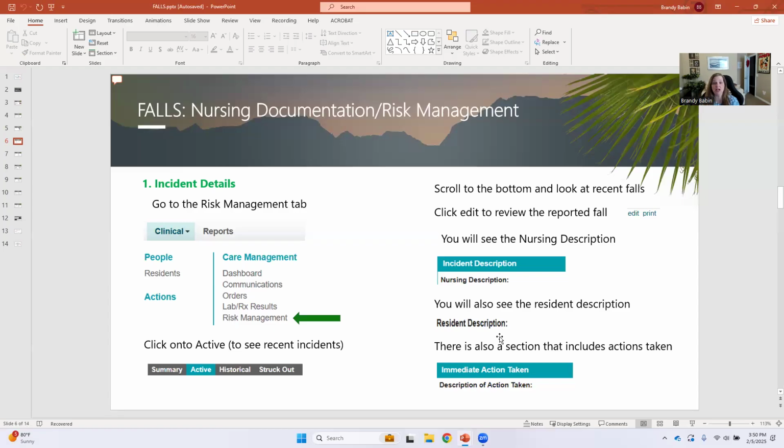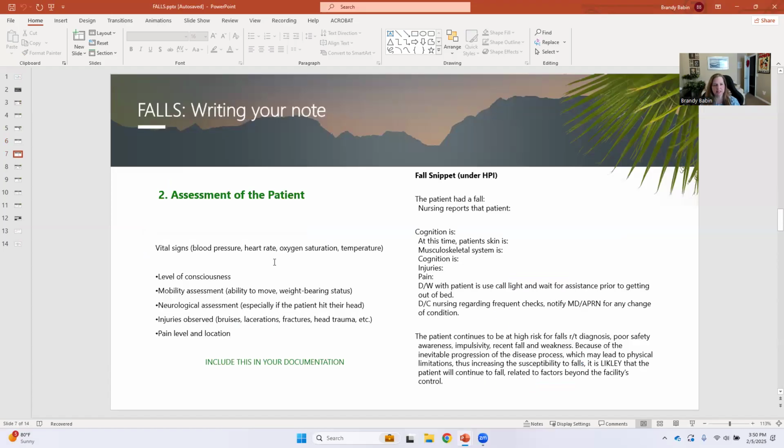And then at the very bottom of that is a section that includes actions taken. So immediate actions were taken. While there was probably going to be an assessment, they were probably assisted back in bed. There was probably a call light that was placed on them, clipped on them, put in their hand. So you'll see the immediate actions that were taking place. The assessment of the patient.